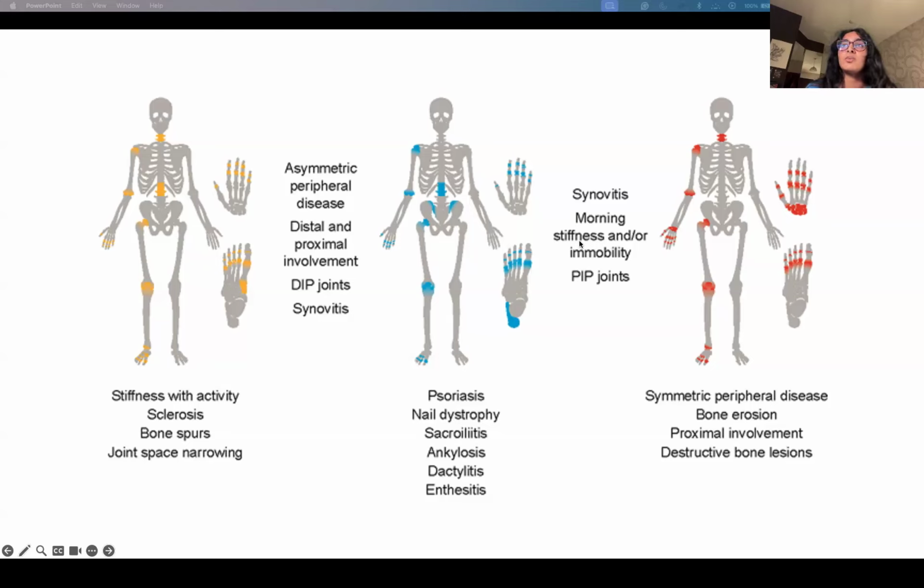Definitely morning stiffness, it's worse when you've not moved it in a while. Some of the more proximal joints being affected, like PIP joints, symmetric because we said it's systemic, and some signs of something autoimmune going on with erosions and destructive lesions. So that's good.